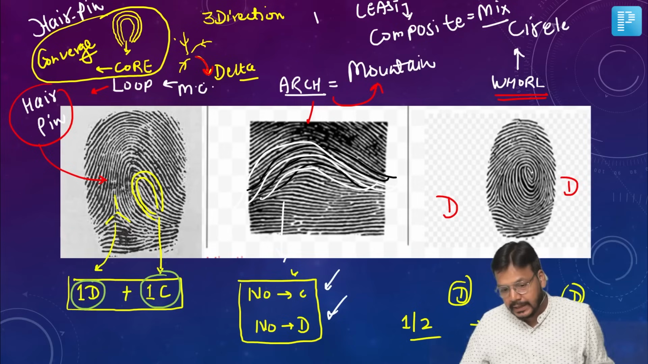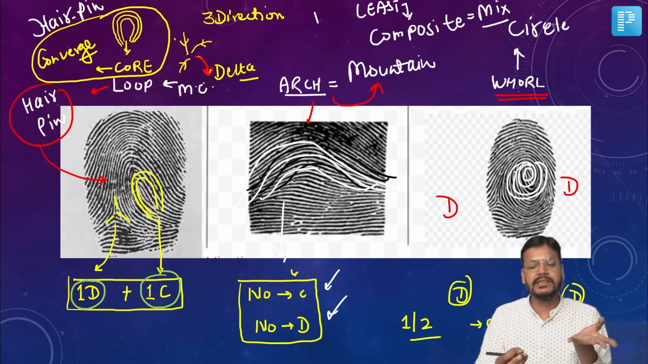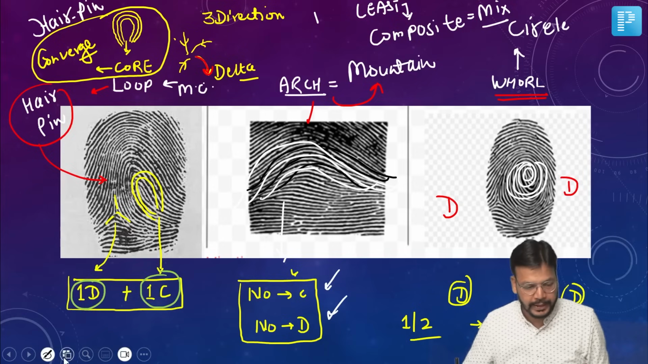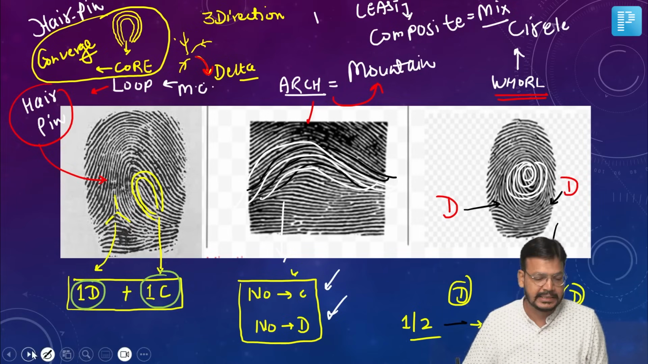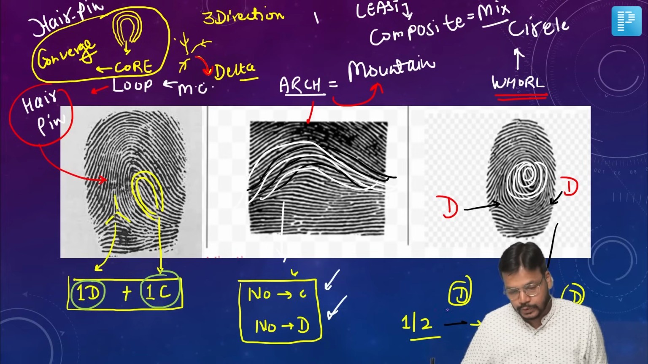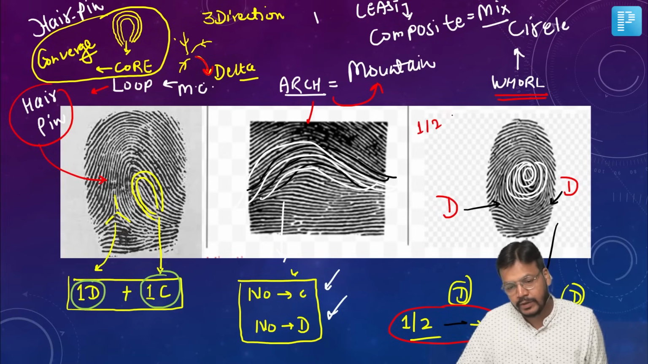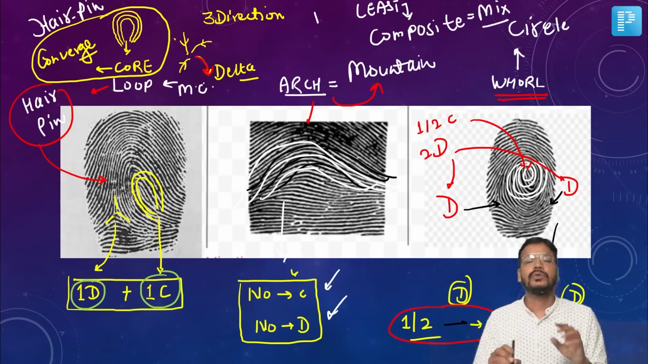Now, in whirl variety, you can see this is a circle, so this is convergence. And these are 2 meeting points from 3 directions, this and this. So we'll have 2 delta, and probably 1 or 2 core. Maximum it is 1 or 2 core, so here I am writing down either 1 or 2 core. This is core convergence and 2 delta. This is in whirl variety.